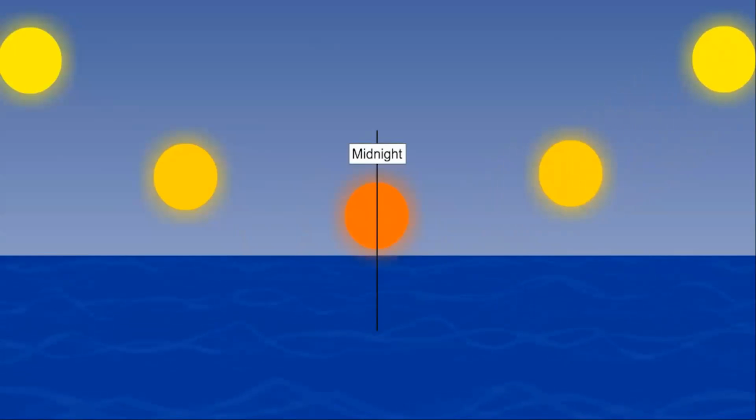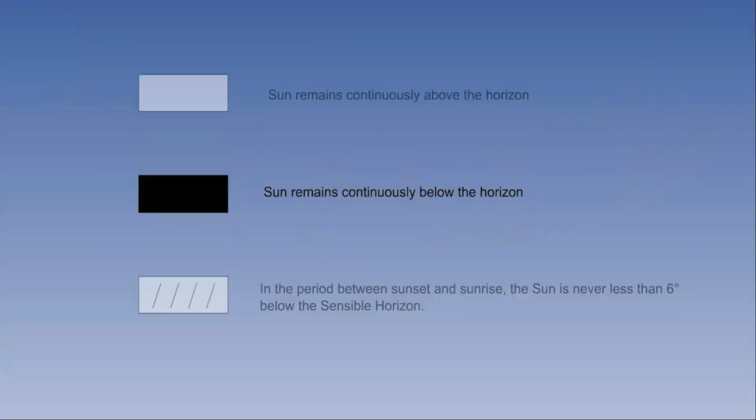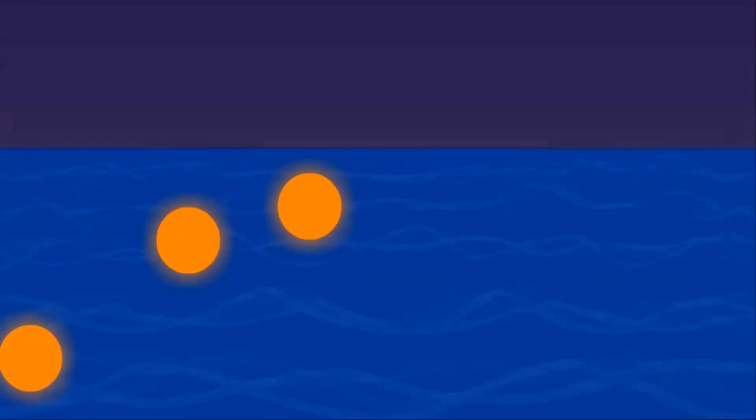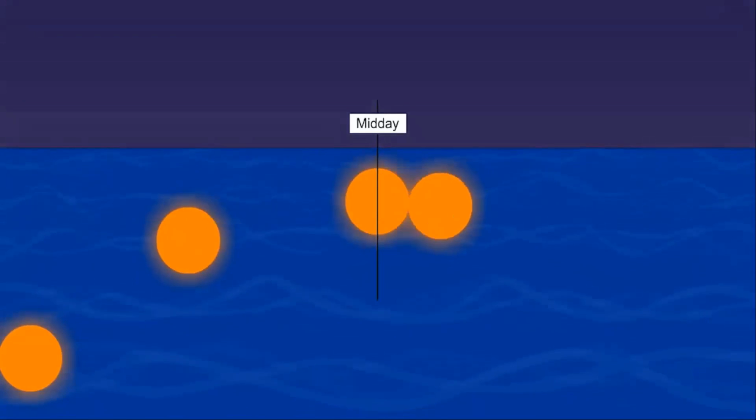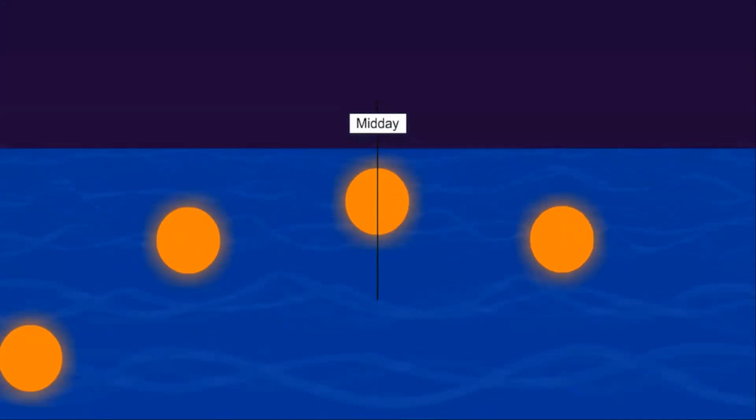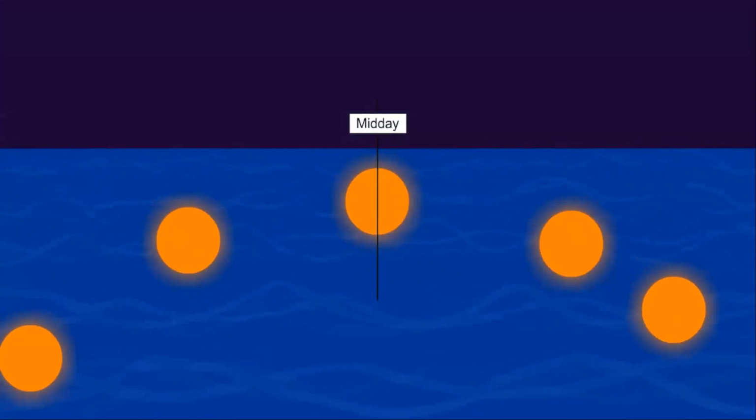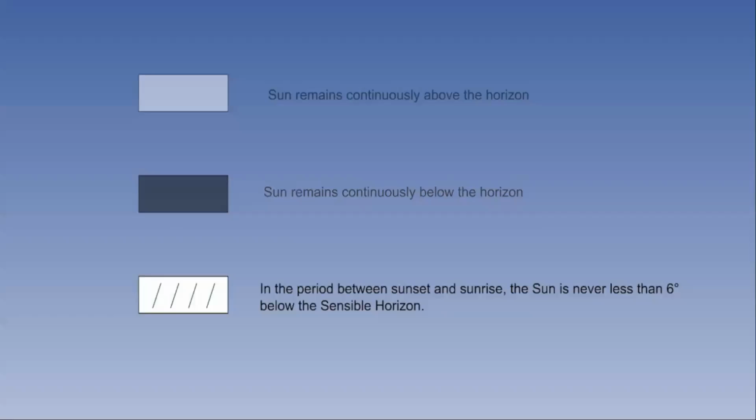There is no sunset or sunrise. The second symbol means that the sun remains continuously below the horizon. This occurs at a high latitude winter. The sun comes up and down in the usual way, but at its highest point, which is at midday, it is still below the horizon. There is no sunrise or sunset.